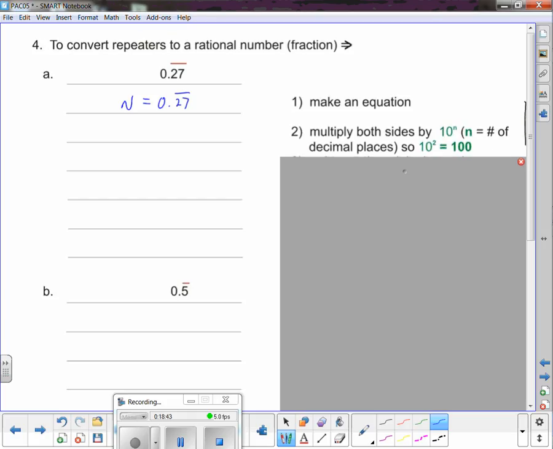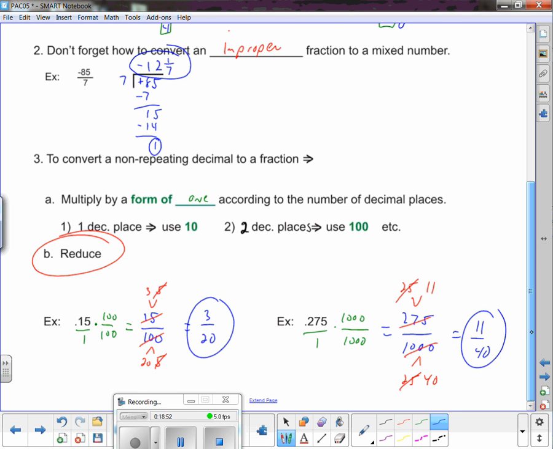We have to multiply both sides by 10 to the n. Ooh, what in the world does that mean? All right. Remember this one back here?